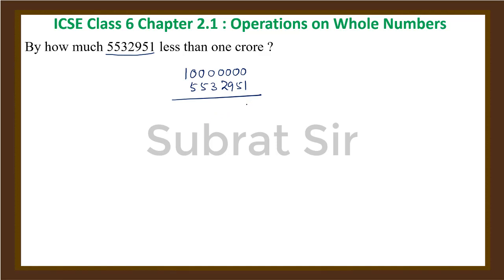So 10 minus 1 is 9, 9 minus 5 is 4, 9 minus 9 is 0, then 9 minus 2 is 7, 9 minus 3 is 6, 9 minus 5 is 4, and 4. So the answer is 4, 4, 6, 7, 0, 4, 9. By how much is 5532951 less than 1 crore means we have to subtract this number from 1 crore. And 1 crore is in the Indian system, like this, with a total of 7 zeros.